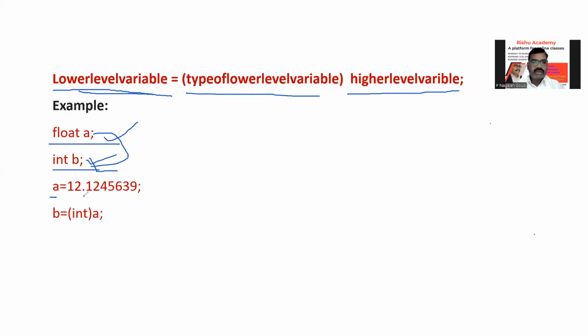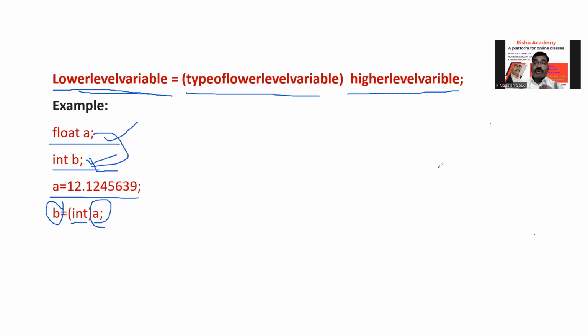Now, what is the A value here? The A value is 12.124569, right? As per the general syntax, first you need to write the lower order variable. The lower order variable here is B. Then in the bracket, you need to type the lower order variable data type, that is int. Then the higher order variable, which here is A. This is the general syntax and the example for converting higher order variable into lower order variable.